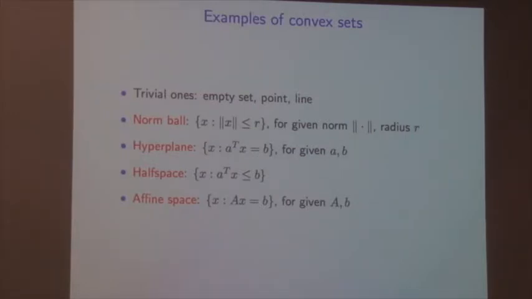Here are some more or less trivial ones. A norm ball is convex. If you give me any norm, which I'm just going to denote by these two double bars, and you give me any constant r, then the set of all x for which that norm is less than or equal to r is a convex set. That r is called the radius of the ball.